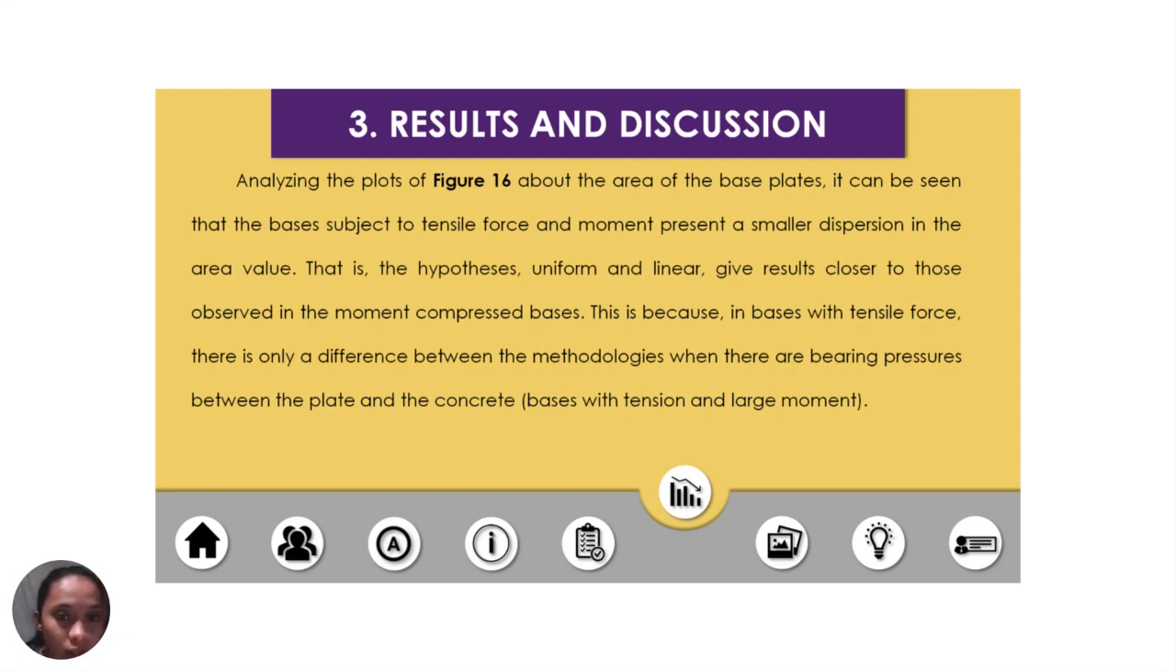16 about the area of the base plates, it can be seen that the bases subject to tensile force and moment present a smaller dispersion in the area value. That is, the uniform and linear hypotheses give results closer to those observed in the moment compressed bases. This is because in bases with tensile force, there is only a difference between the methodologies when there are bearing pressures between the plate and the concrete, which is bases with tension and large moment.